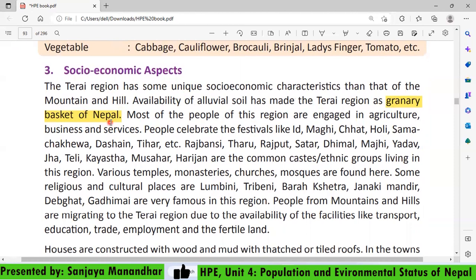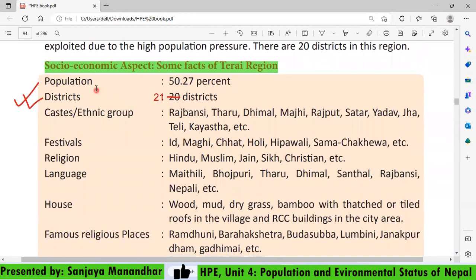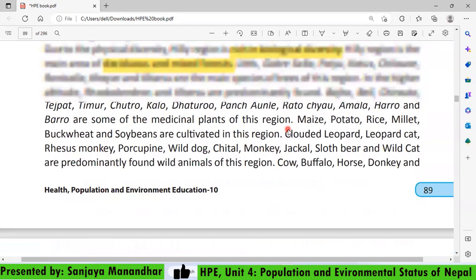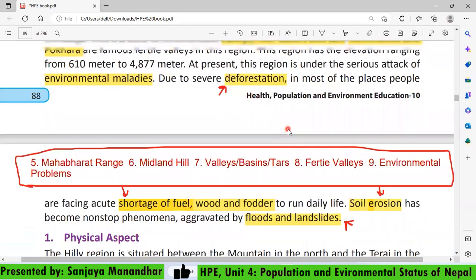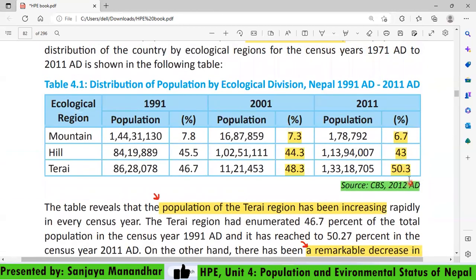Many people are engaged in agriculture, and most of the agricultural products are supplied from here. The granary basket of Nepal. In Nepal we say anna bhandar. Okay, now other things in the socio-economic aspect. We can see the population is 50.27%. In the previous data here it is 50.27, but above it is 50.3. It is rounded off. You can write either of them. Actually it is 50.27.